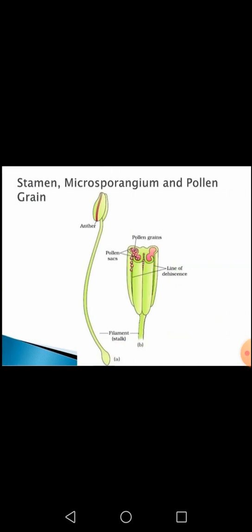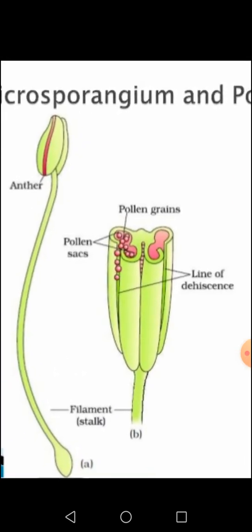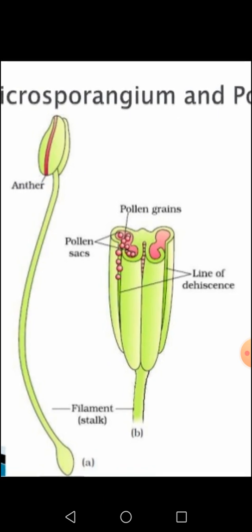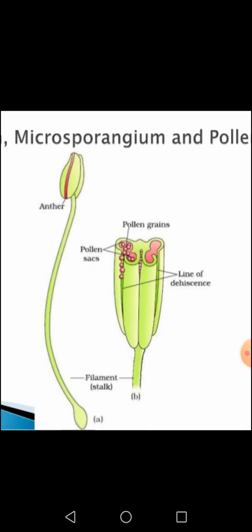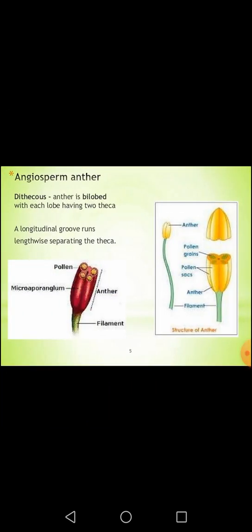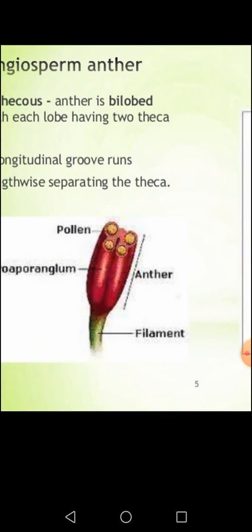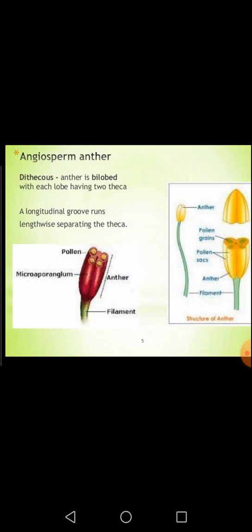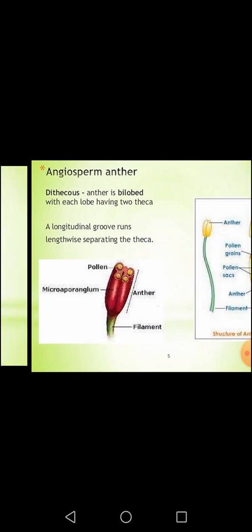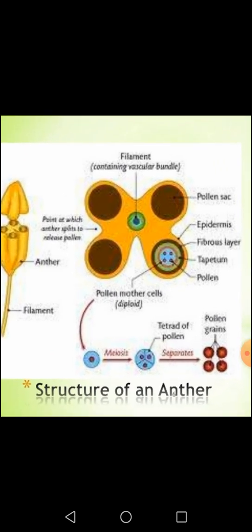Here in this picture, it is clear that there are two lobes, and in each lobe there are two thecas, and these thecas are separated by a long groove. Understood? Now in the next slide you can see in this picture that there are two lobes, and each lobe is separated by theca. Understood? And I am coming to the next slide. In this slide the picture is more clear. You can see the structure of an anther here.